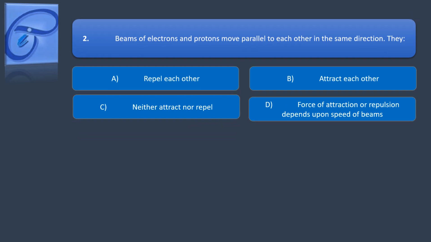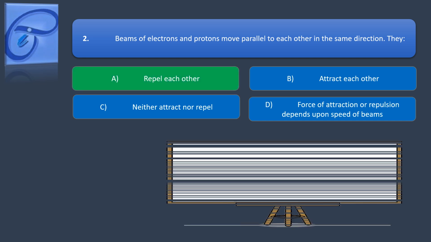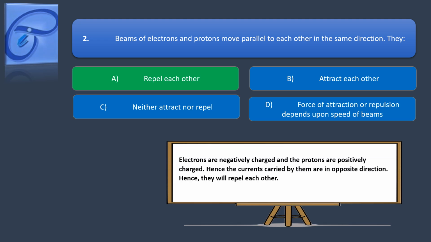Question number 2. Beams of electrons and protons move parallel to each other in the same direction. They... The right option is repel each other. The explanation: electrons are negatively charged and protons are positively charged. Hence, the currents carried by them are in opposite directions. So they will repel each other. So option A, repel each other, is the right option.